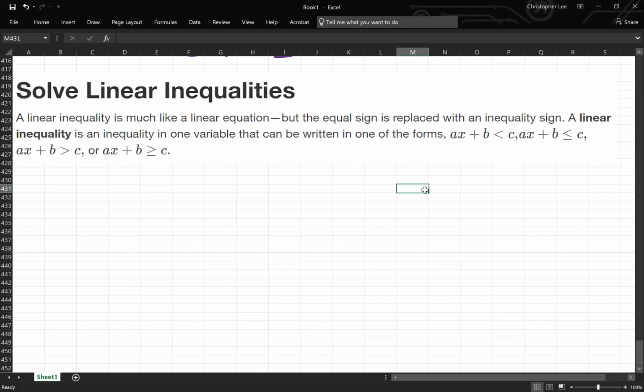So a linear inequality is an inequality in one variable that can be written in one of the forms ax plus b is less than c, or ax plus b is less than or equal to c, or ax plus b is greater than c, or ax plus b is greater than or equal to c. All right.